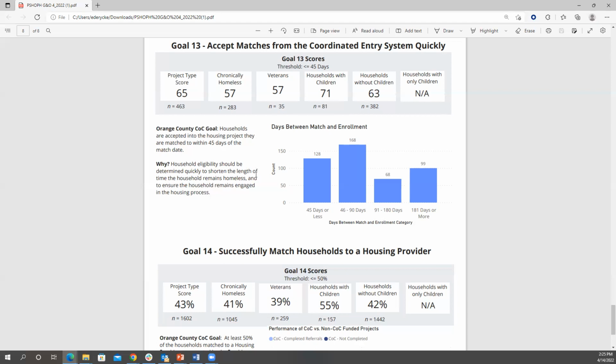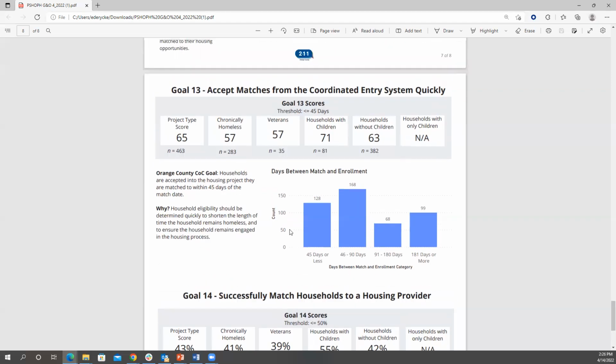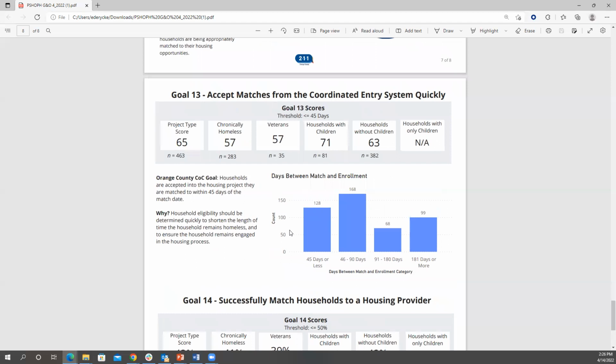The reason we look at this measure is just to try to reduce the amount of time a household remains homeless, and also to make sure that they stay engaged, because the more time that passes, the less likely it might be that you can get a hold of the client or their circumstances may change. So trying to reduce that amount of time. And the bar chart here is just grouping clients or households based on the number of days, how long it's taking them to be matched.